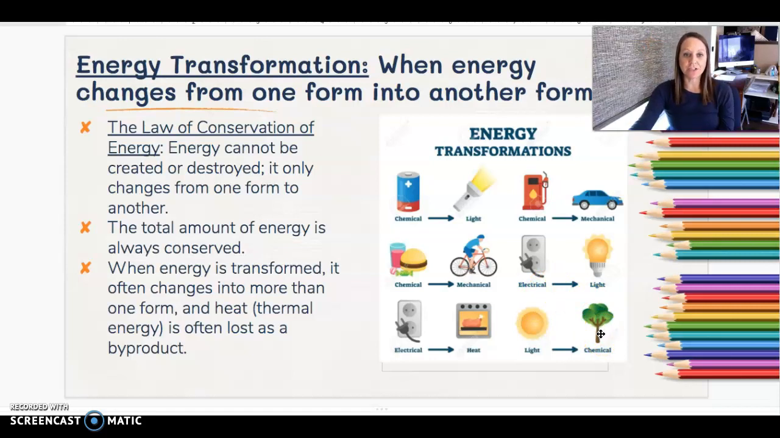Okay, so energy transforms just from one form to another. Oftentimes we have heat lost as a byproduct, but the total amount of energy is always conserved. It always stays the same.